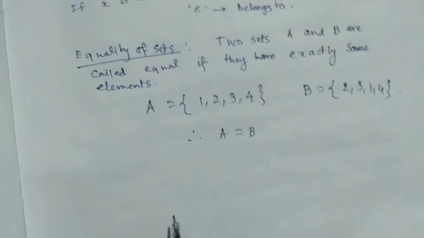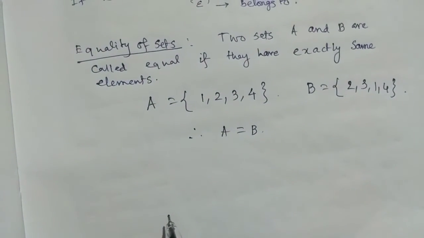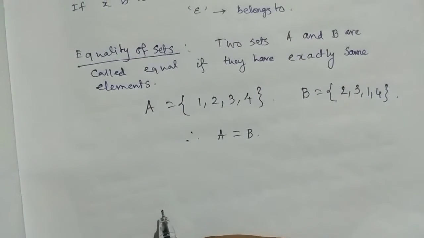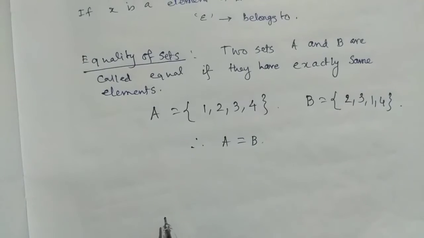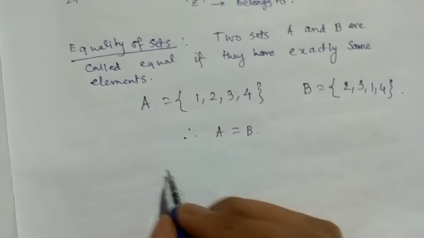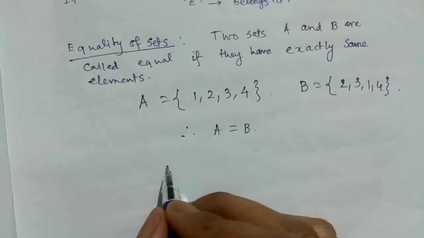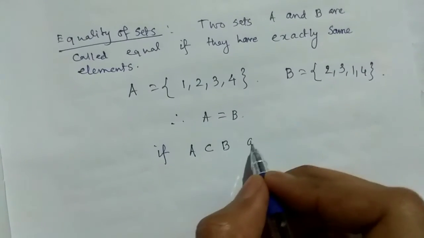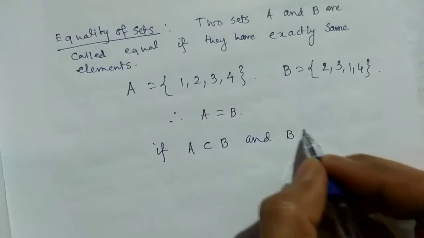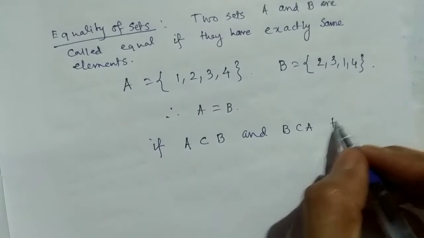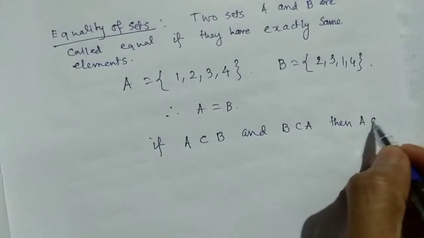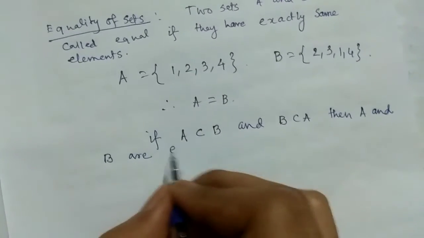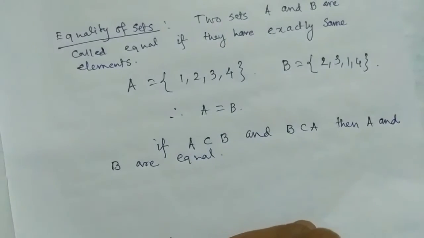And we can say it another way: for equality of two sets, if A is a subset of B and B is a subset of A, then these two sets are equal.